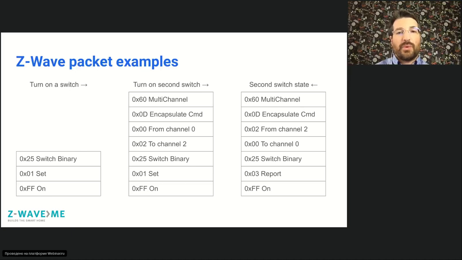In the very same way, if the device is willing to report to us, it will send the report from channel 2 to channel 0. So everything looks pretty much the same as on the previous slide, but an additional preamble is added to denote the exact channel numbers.